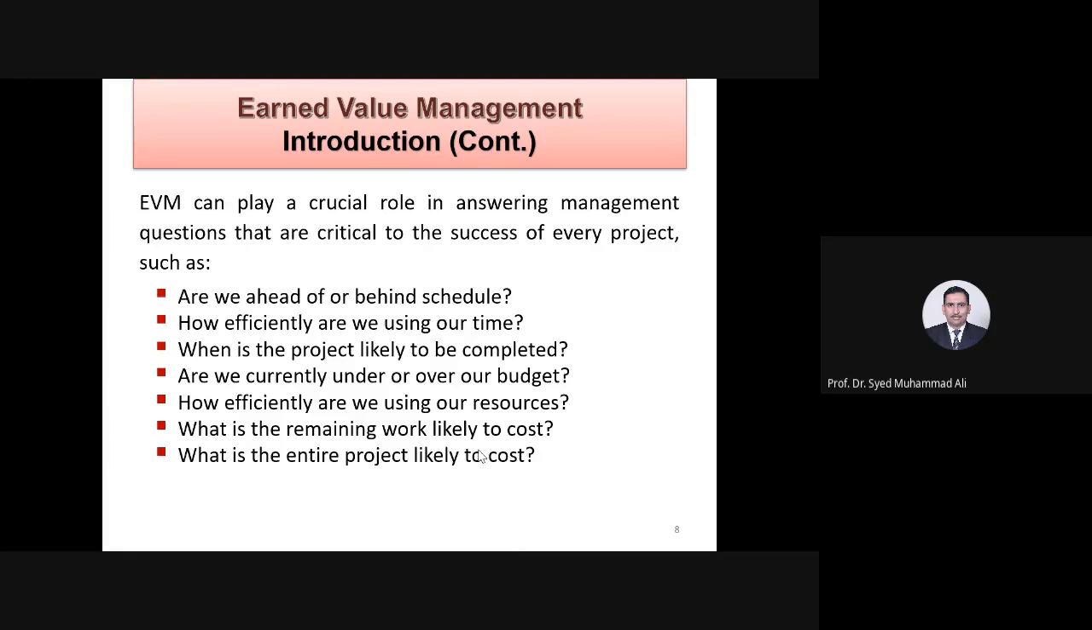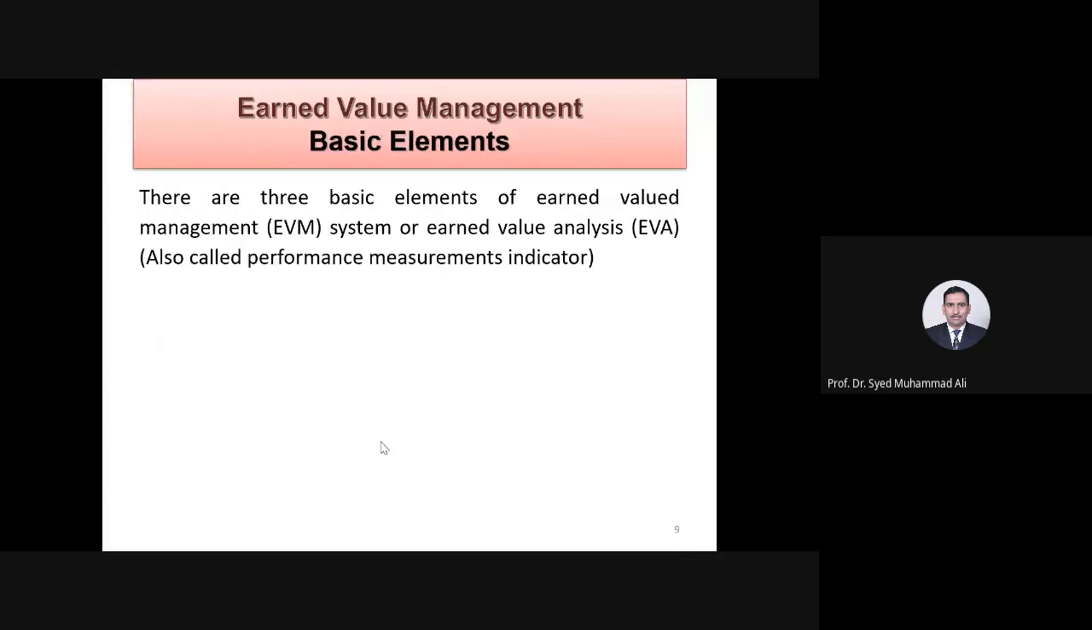What is the entire project likely to cost? Entire project. This is the remaining work. And then the question is, entire project: how much will be under or over budget? Again, a very fundamental question. Plus, how much plus percentage or negative percentage?